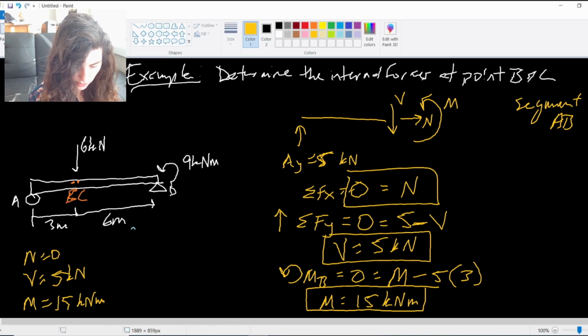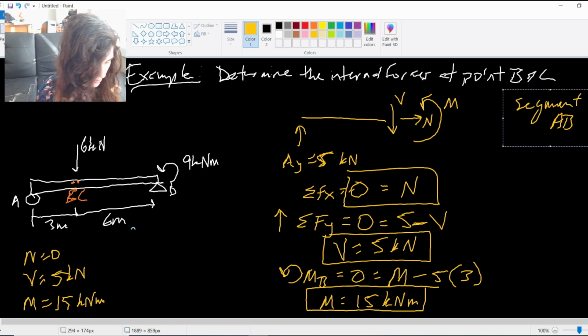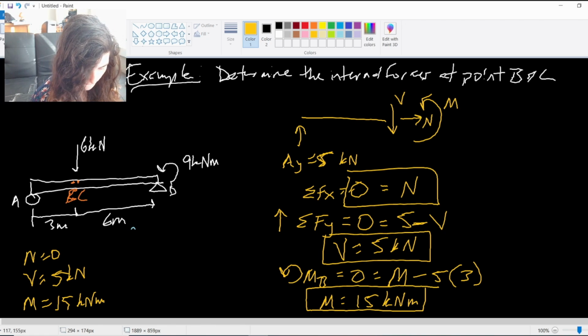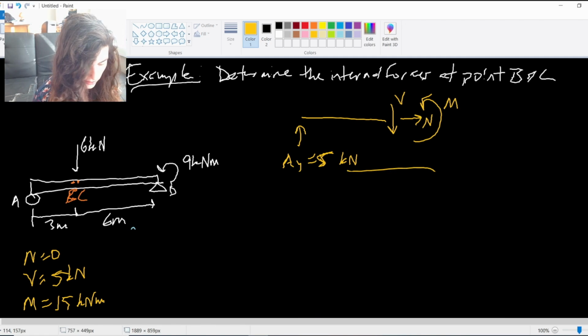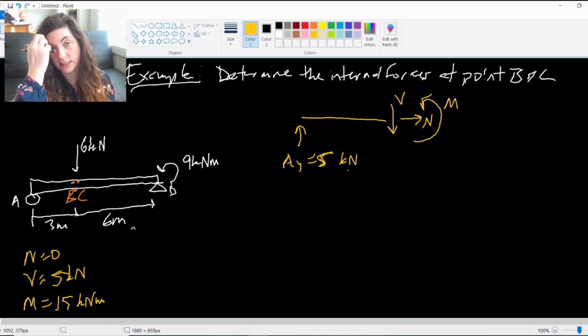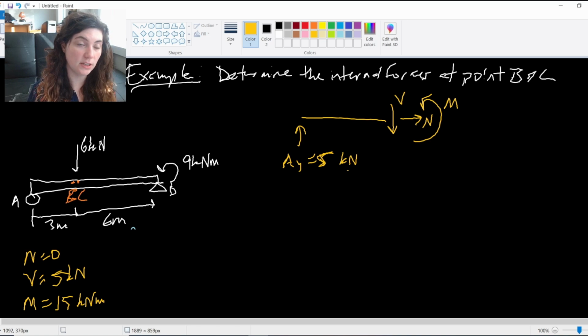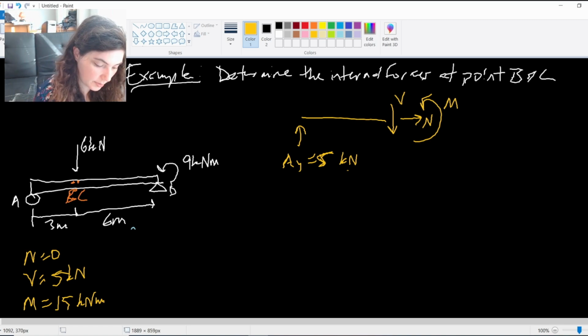So let's take a look. If we were to draw this, instead of for segment AB, now this is for segment AC, and we want to look at this force at point C. And notice the main difference is that point C is slightly to the right of that 6 kilonewton force, so it will be included on this free body diagram. Right, that 6 kilonewton force is going to be right here.